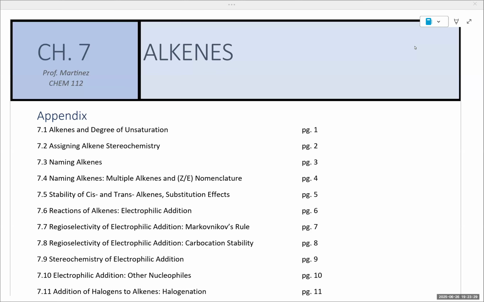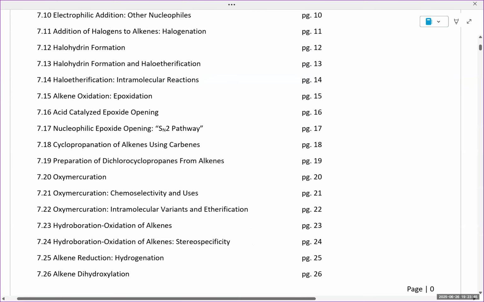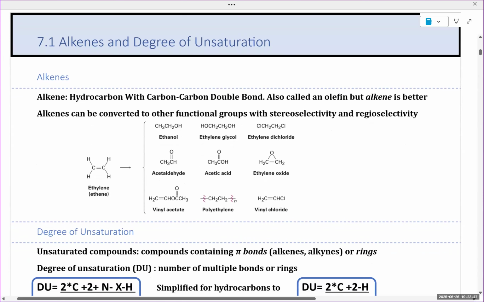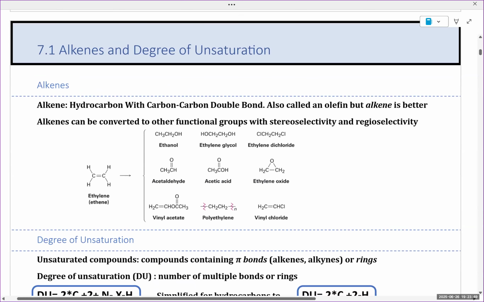Okay, let's get started with the continuation of the Organic Chemistry 1 lecture series. Today we're going to be discussing Chapter 7, which focuses on alkenes and reactions of alkenes. First and foremost, let's provide a definition of alkenes and let's review this concept of degree of unsaturation.